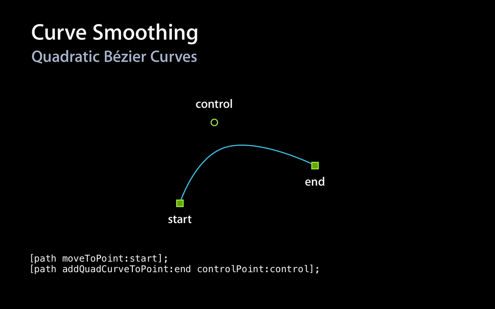You can make this happen in your application by moving a UI Bezier path to the start point, and then instead of saying add line to point, you can say add quad curve to point, and then there's this extra control point argument.